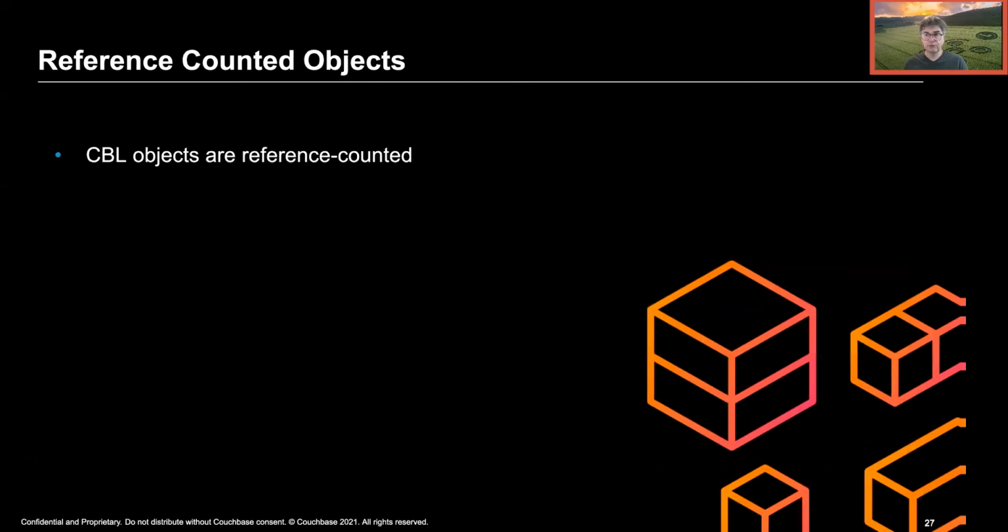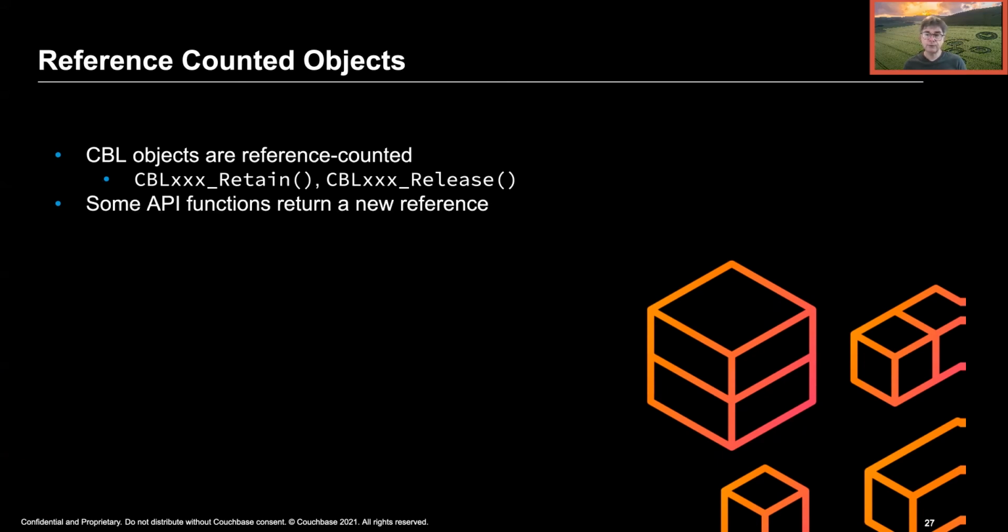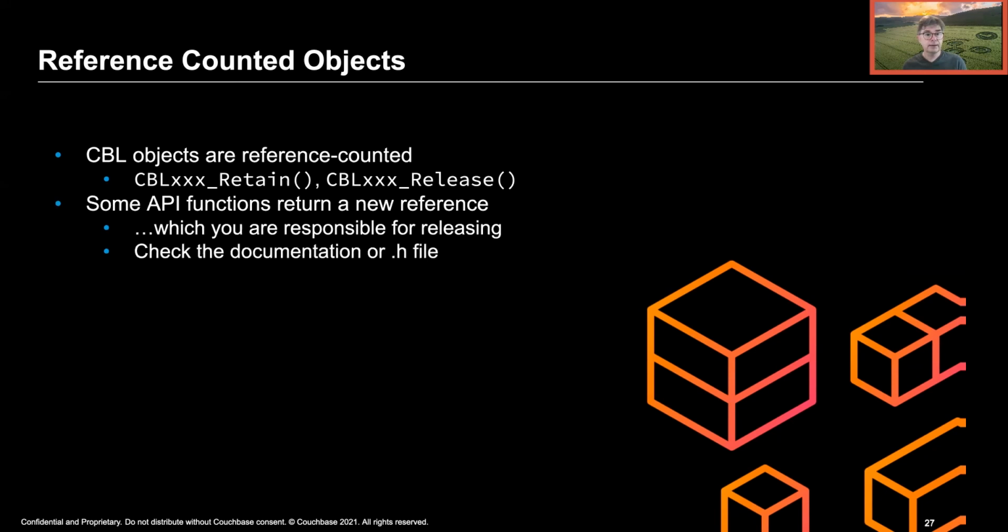So pretty much all of the objects that we have in Couchbase Lite are ref counted. And it means there's a function for each of them called retain that will bump the ref count up, and one called release that will lower the ref count and free it. Most of the time, you'll just be calling release, but there are places where it's useful to call retain as well. There are API functions that will return a new reference to you, and when you have called one of those functions, you are then responsible for releasing that reference, that pointer, when you no longer need it. And you need to check the documentation or the header files, so that it's clear when a function needs you to release the reference that was returned.